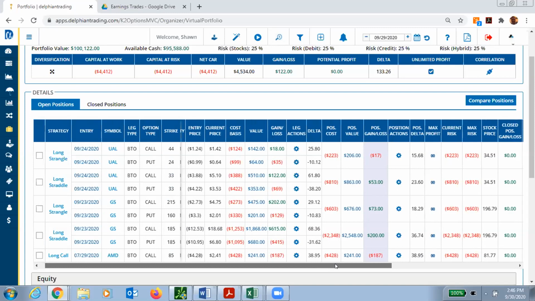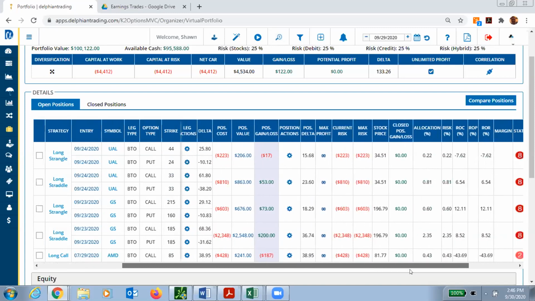You can also look over a little bit here, and I like to look at this, which is your return on capital. And you can also look at your risk percentage or your return on risk. So we can see that based on the amount of money that I put at risk for the straddle for Goldman, my risk was 2.35%. That's just based on my total portfolio size, but my return on capital is 8.5%. The strangle, the return on capital is 12%. 6% on the long straddle for UAL, and down basically 7.62% for the strangle.